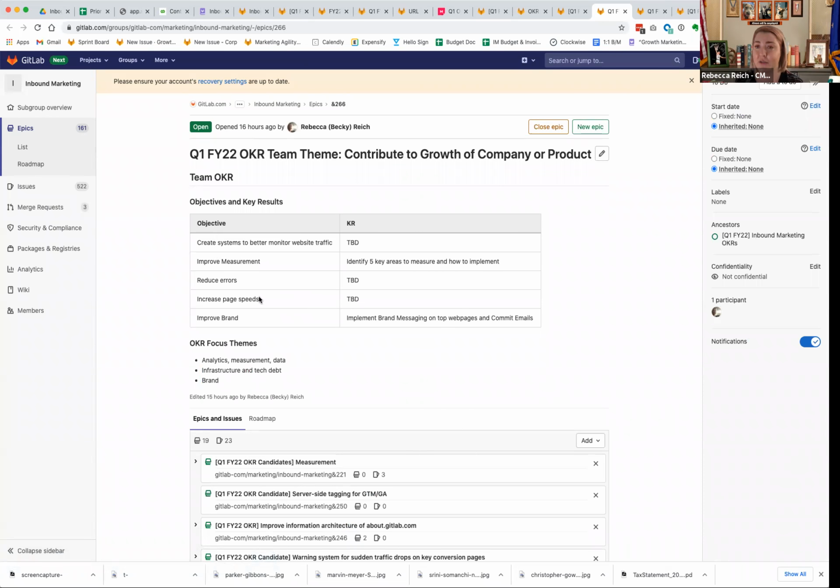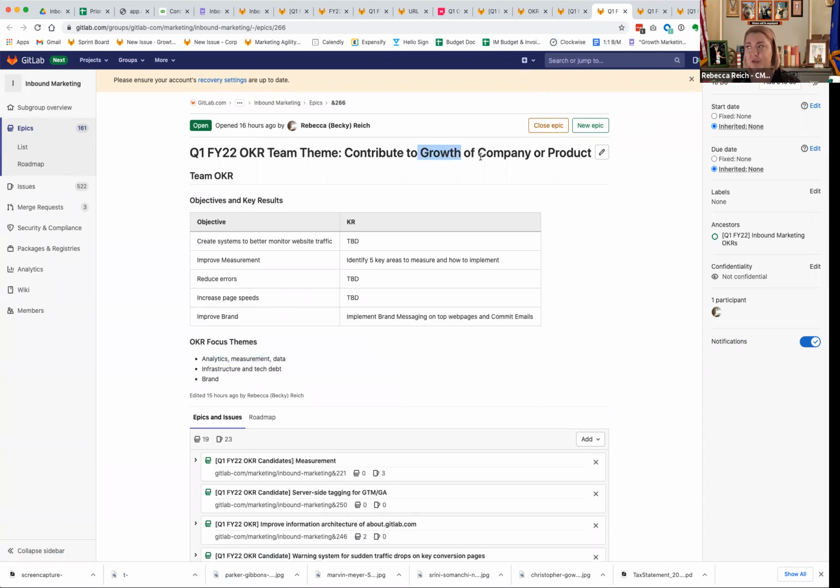I'm working through getting all of these set because before we had OKRs that were so deep down leveled that it was hard to keep track of them, or they would fit multiple things. So the focus themes here, we have our analytics, measurement, and data, infrastructure and tech debt, and brand, because these contribute to the growth of the company or the product. In this case, we have a lot of website things that we still need to work through. So improve brand, implement brand messaging on top web pages, and commit emails is our OKR for this quarter. For example, increasing page speeds, reducing errors, and creating systems to better monitor website traffic.